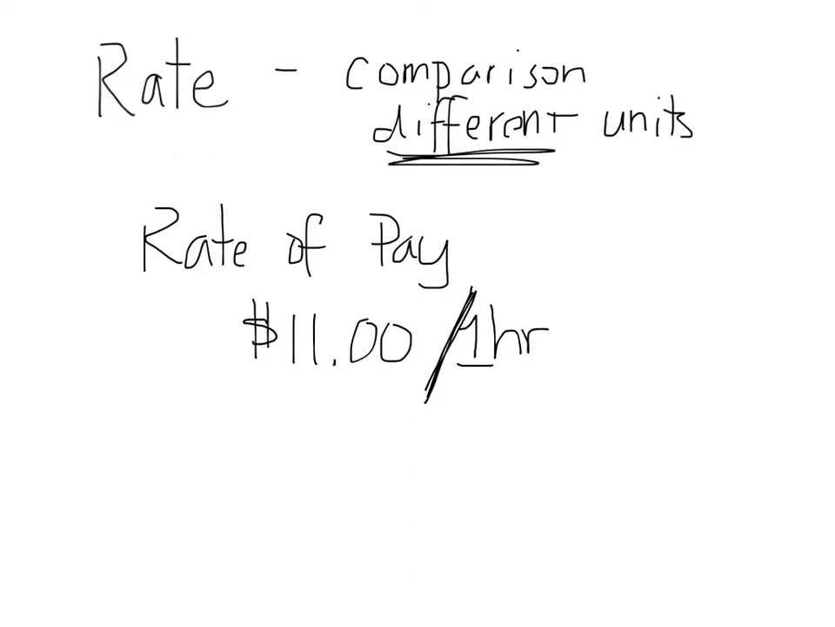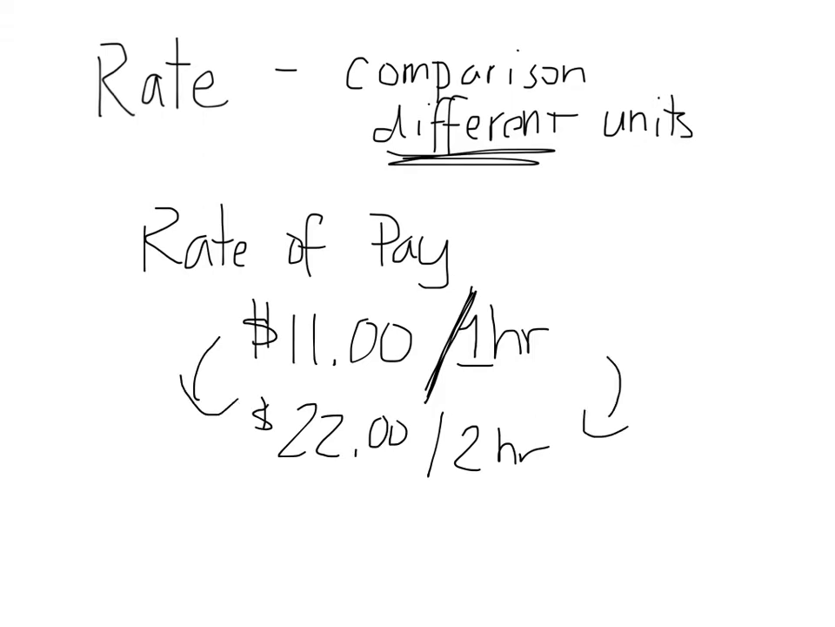That's your rate. And the more hours you work, so if I worked 2 hours, how much would you get? $22, okay? And you can see that it's increasing by $11 for every single hour. So these are different units. We're looking at money, dollars, and time, hours, okay? Those are different units. That's why that's called a rate.